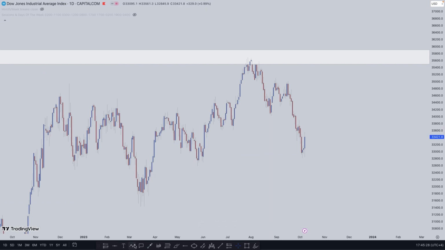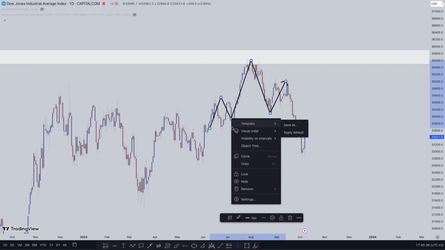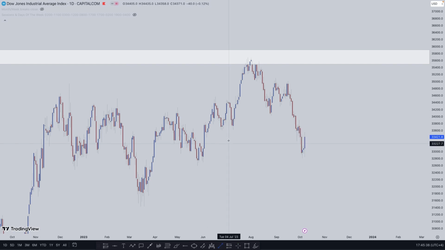Right here, if you look at US 30, it's the same thing that I'm looking at. We have the left shoulder, we have the head, we have the right shoulder. You can see price just broke the neckline, and this is the slanted head and shoulder, right? So you can see price just broke the neckline like that.